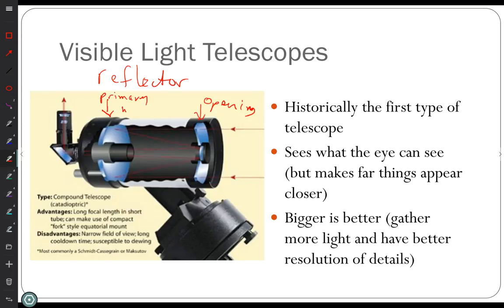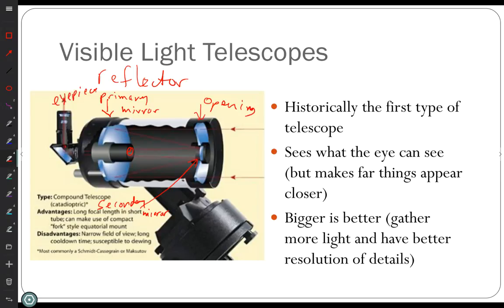Does it cost less? Yes, it also costs less. How much does it cost? I don't know. This right there is the secondary mirror. And then it comes through a hole in the middle of the primary mirror and then out here to the eyepiece. The eyepiece is a lens.